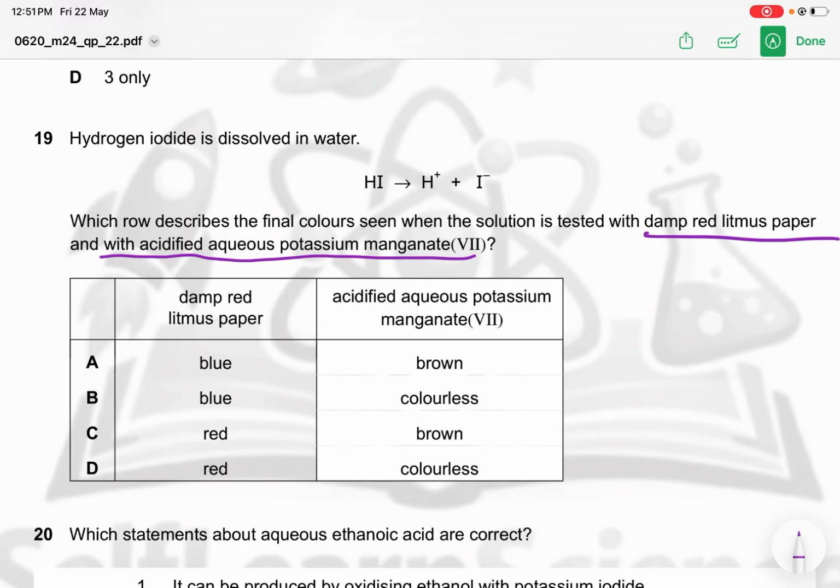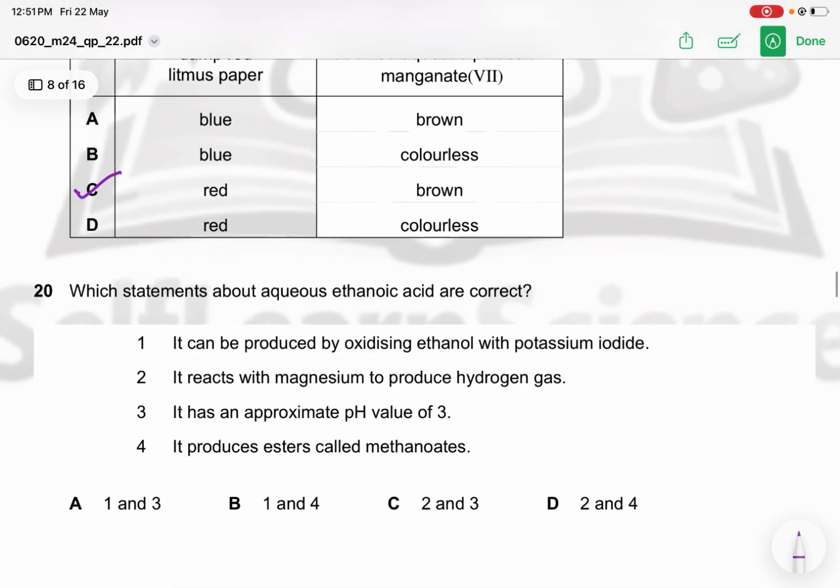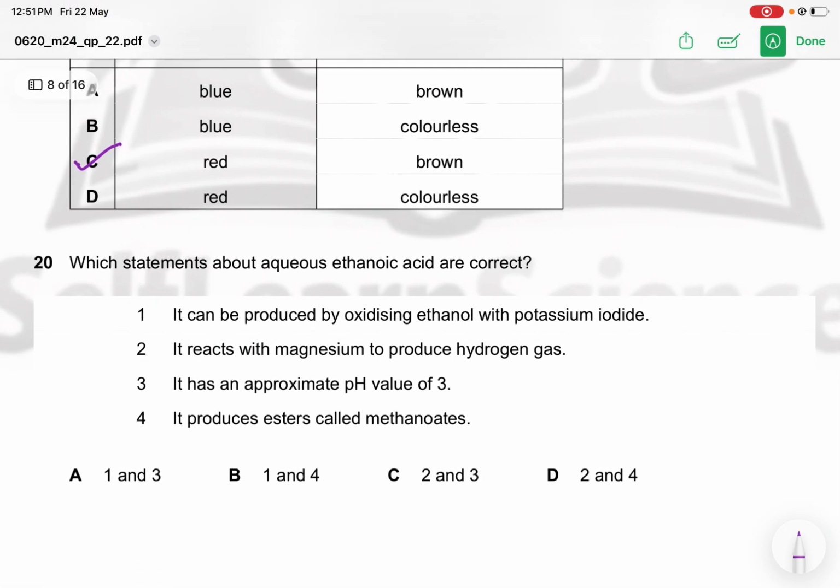Potassium manganate is an oxidizing agent, so that is going to oxidize the iodide. I minus will convert to I2, so it is going to form iodine, and iodine is brown in color. So hence C is the correct answer. Next is, which statements about aqueous ethanoic acid are correct?